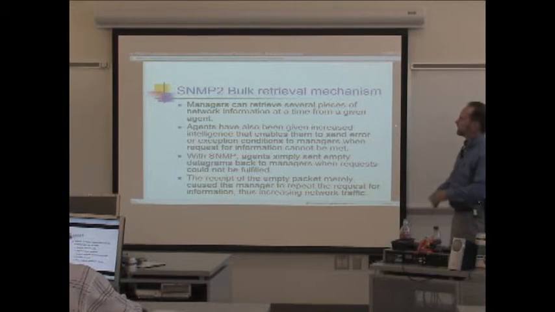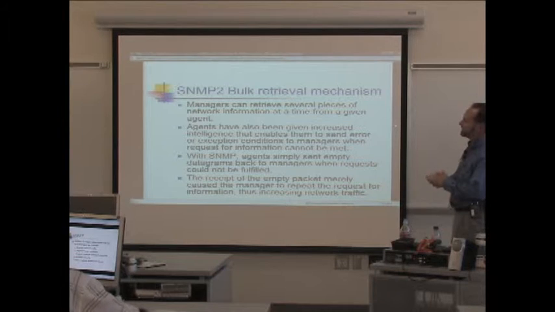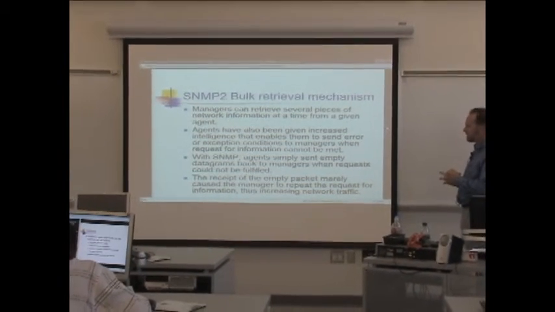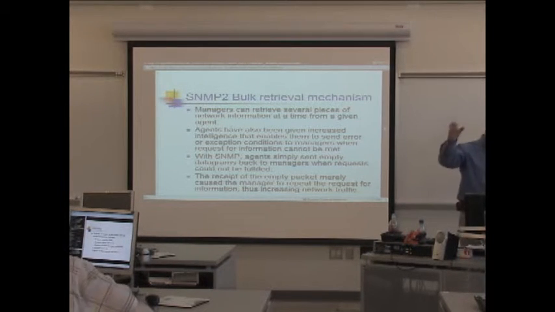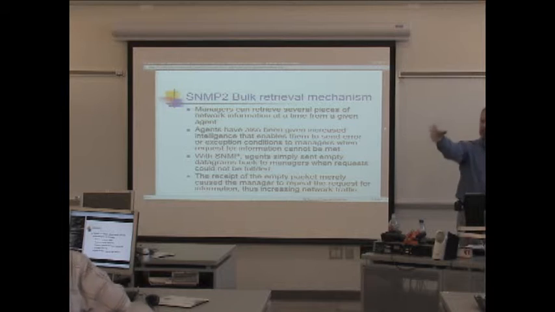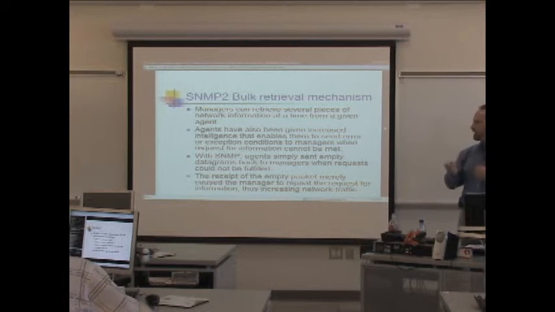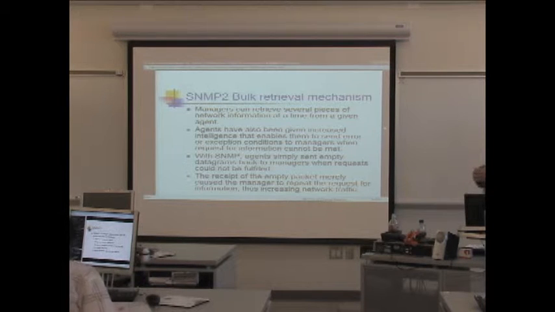SNMP 2 offers what they call a bulk retrieval mechanism. The managers can retrieve several pieces of network information at a time from a given agent. That was the other problem with the old SNMP, it would only request one piece of information per transaction between the management system and the device. So with SNMP 2 now, the management system can say, I want a whole bunch of different pieces of information in one request, and then get a response back from that.